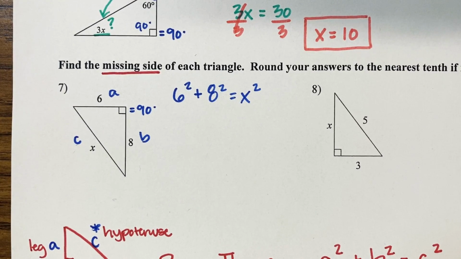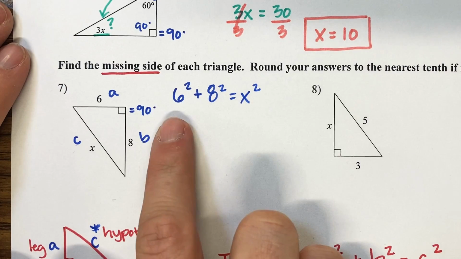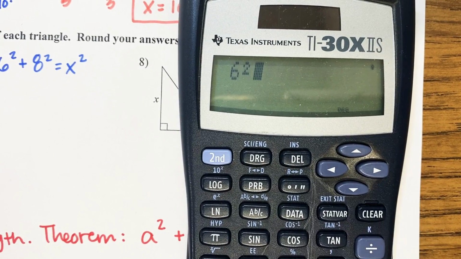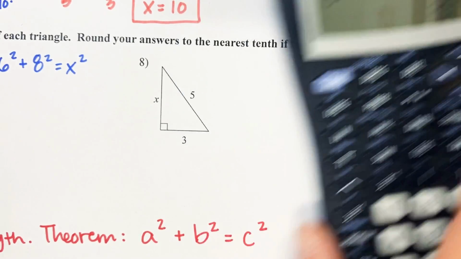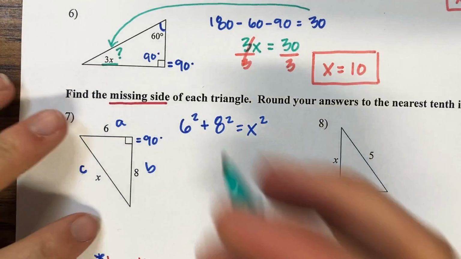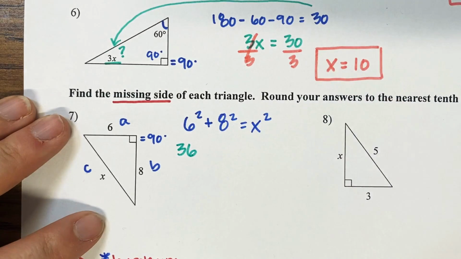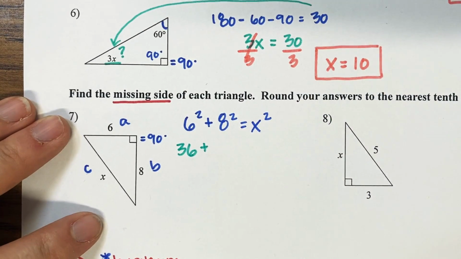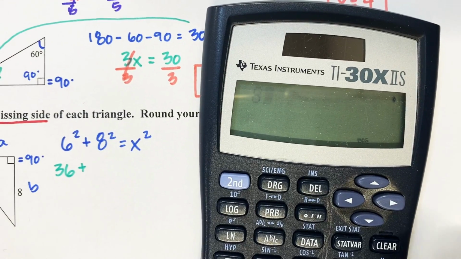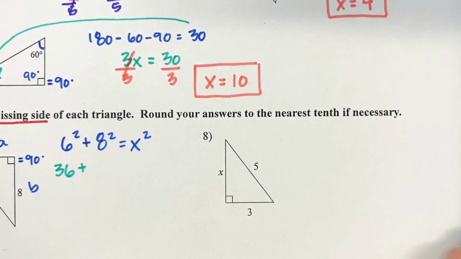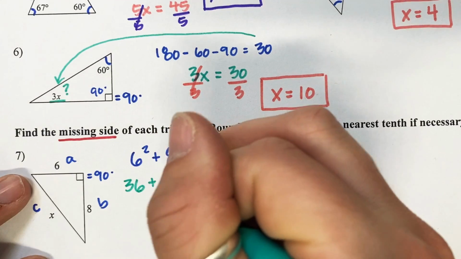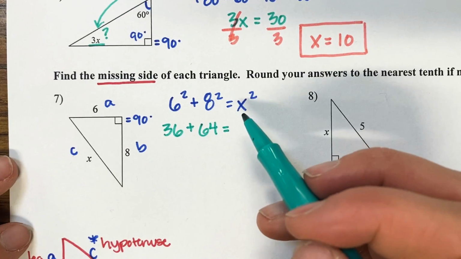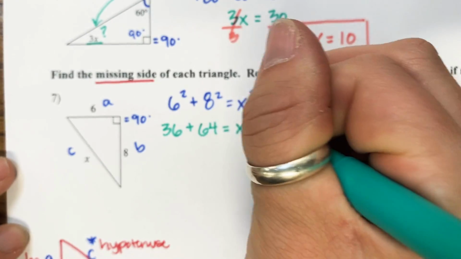Okay, so now what we're going to do is we're actually going to simplify what is 6 squared. Remember, it's either 6 times 6 or there's a little squared button. 6 squared is 36. Okay, so we're just going to change that 6 squared to a 36. Okay, now what is 8 squared? What is 8 times 8? Or 8 squared? We get 64. Okay, we cannot figure out what x squared is because we don't know what x is, so it has to stay x squared.